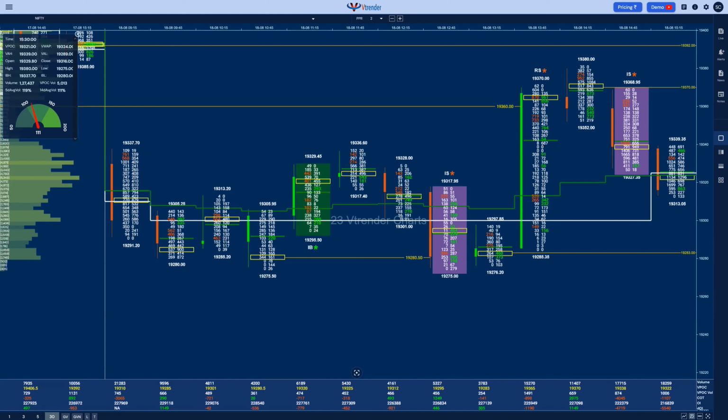Why market profile? We are using market profile because it gives us a three-dimensional view. It covers the price, it covers the volume, and it covers the time. Which is why we are following the market profile extensively for understanding the structure of the market.